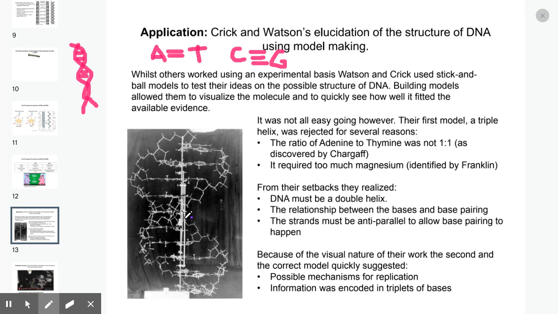And this is an actual photo of their model. So they used these wires, and you can see the bases. Here's our pentose, right? But you can see the bases in the middle here, and they only fit together in this very specific way. But I have a nice activity that's going to summarize all of this together, and hopefully you can visualize that better. So that is it for 2.6.